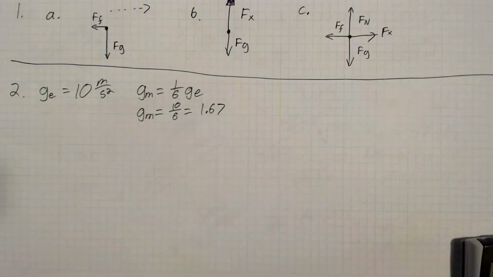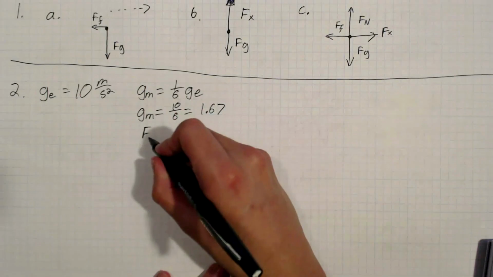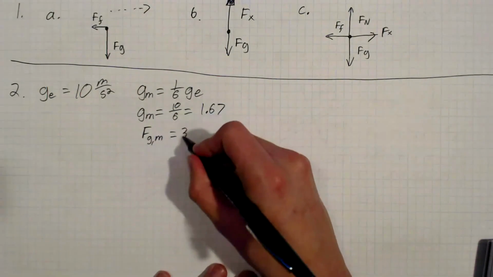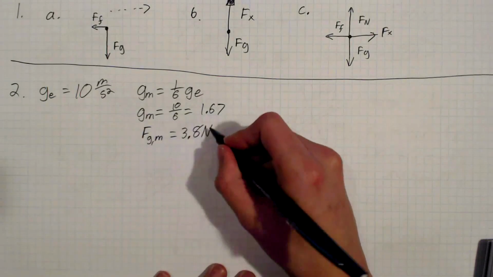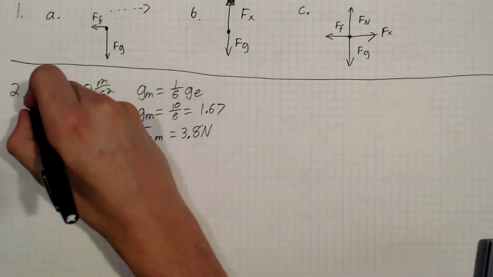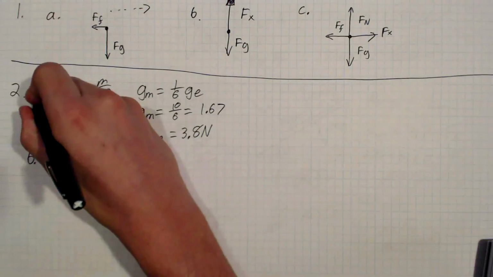So if you multiply that by 2.26, which is the mass of the sugar bag, you're going to get the force of gravity from the moon, which equals 3.8 newtons, otherwise known as the weight of the bag on the moon. So, and then part B, sorry, this is part A. Part B, that looks like a 9, that's an A.